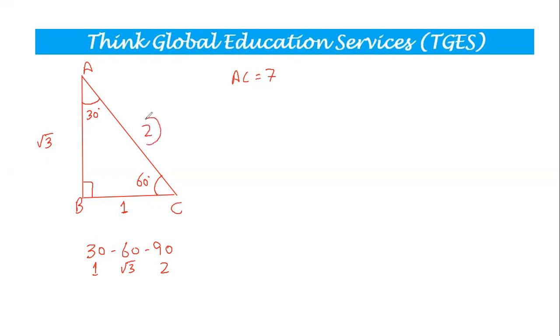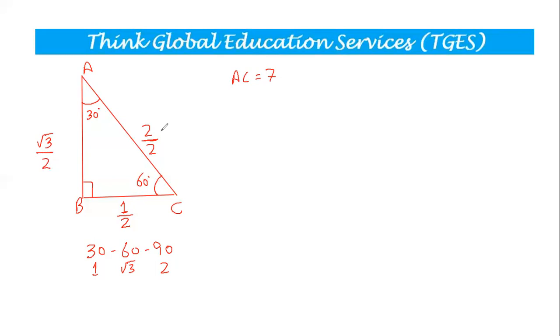How can I convert this 2 into 1? Divide by 2. So I repeat what I said: whichever side is given to me, convert the ratio of that side into 1. AC has a ratio of 2, so divide by 2. And if you divide this ratio by 2, you have to divide every ratio by 2.